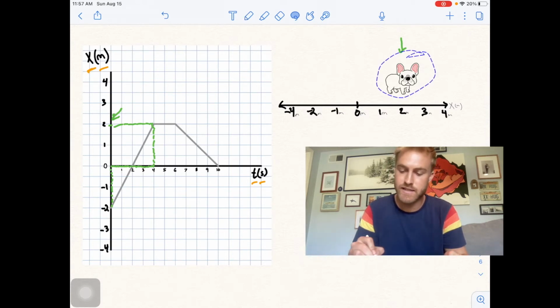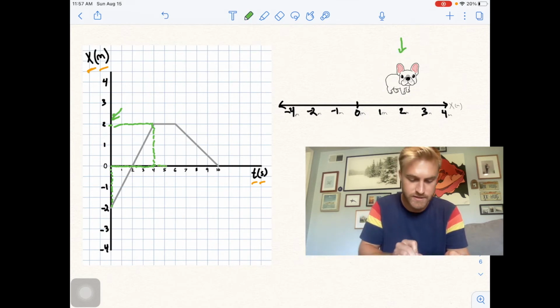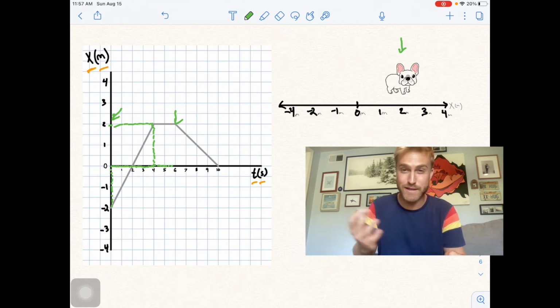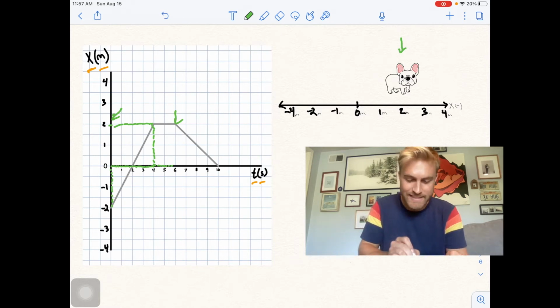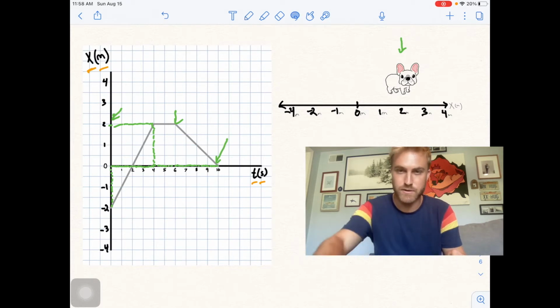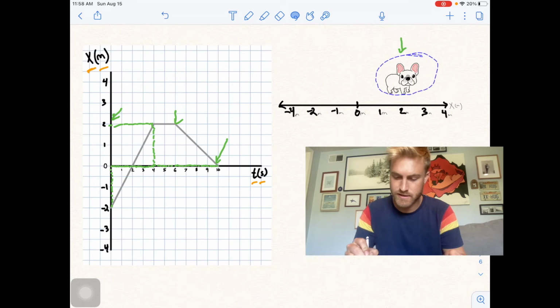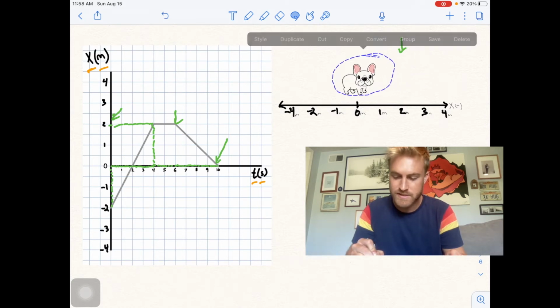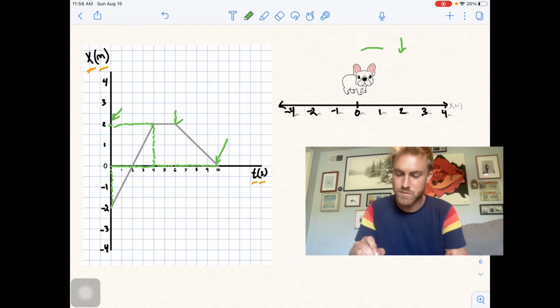So what does he do next? He sticks around for 2 more seconds. He stays at that 2 meter position. And then at 6 seconds, 6 Mississippi, 7 Mississippi, 8 Mississippi, 9 Mississippi, 10, he makes his way to a position of 0 meters. So he's moved to the left in this case.